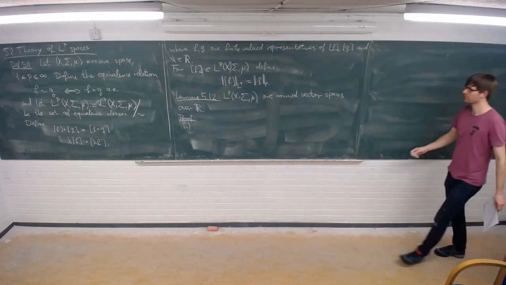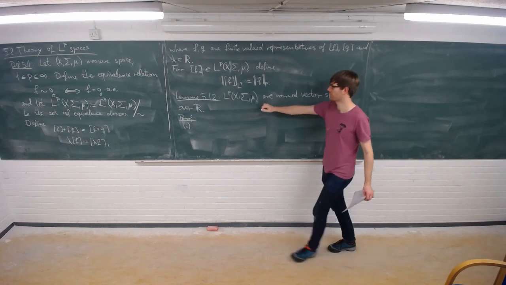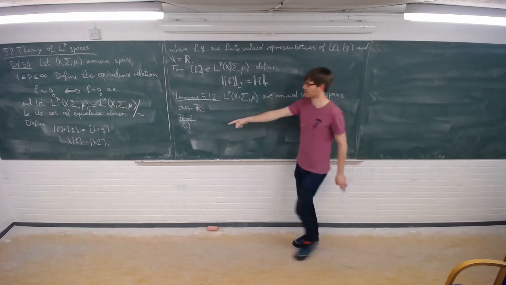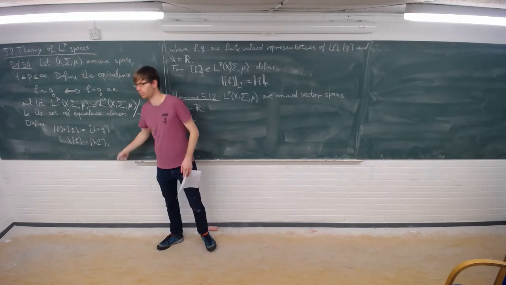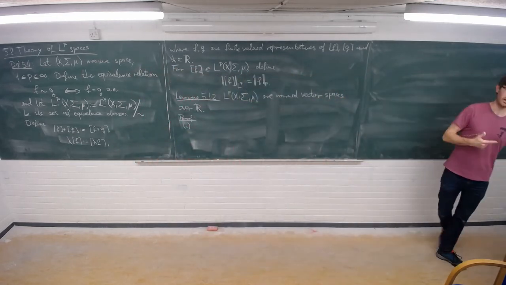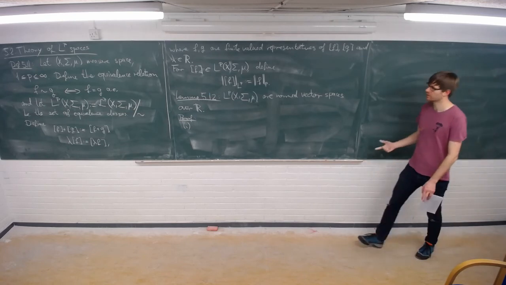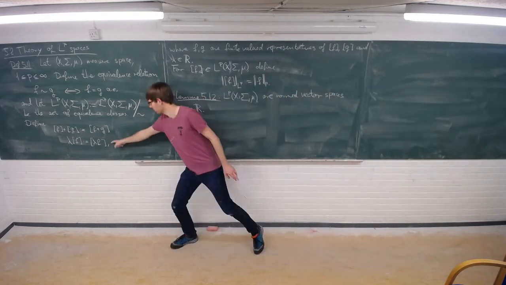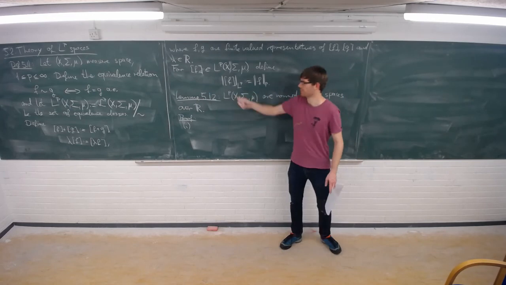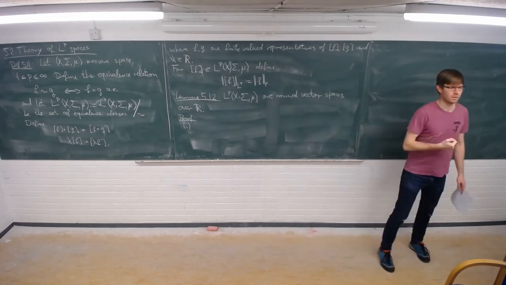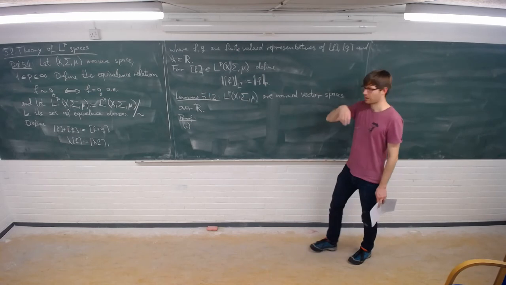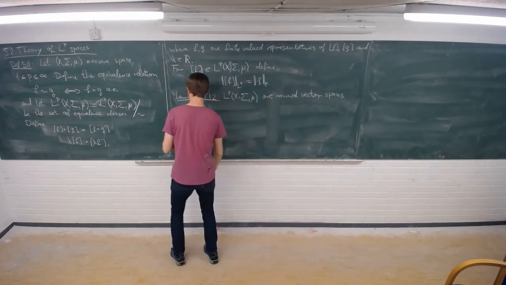Okay, so to prove this lemma, we have to prove several things. First, we have to prove that this addition and scalar multiplication are well defined. Second, we have to prove that the axioms for a vector space are satisfied by these two operations. And third, we have to prove that this new LP norm is actually a norm in the sense of normed vector spaces. And we're going to start with well-definedness.